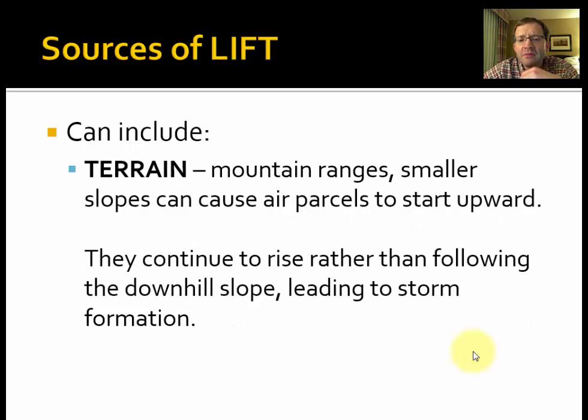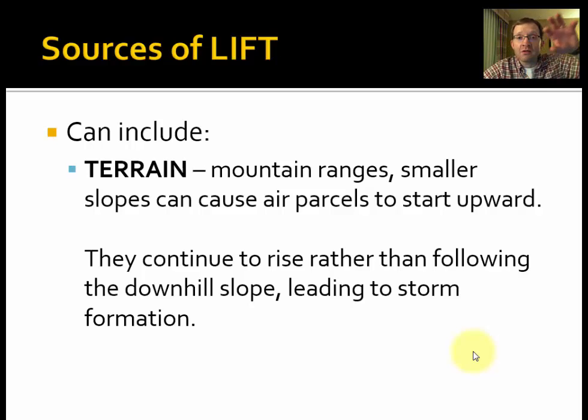Another source of lift can be terrain. So if you have a mountain range that forces air to go up and over the mountains, a lot of times it sort of acts like a ramp. And as warm air goes up and over a mountain range, it doesn't just go up and then down and over the other side. It often can start going up one side of the mountain and just keep on rising as it continues on.